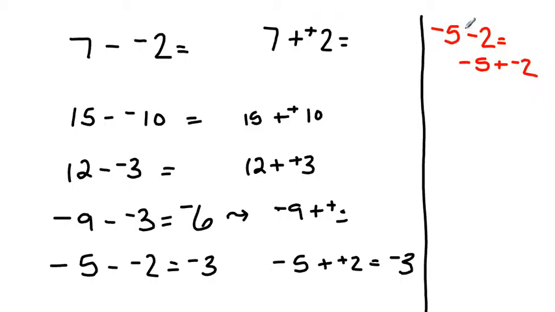Because what is this saying? Start at negative 5 and go down deeper 2 more. You dropped 5 degrees, then you dropped 2 more. You're going to be down 7 at the end, so that's a negative 7.